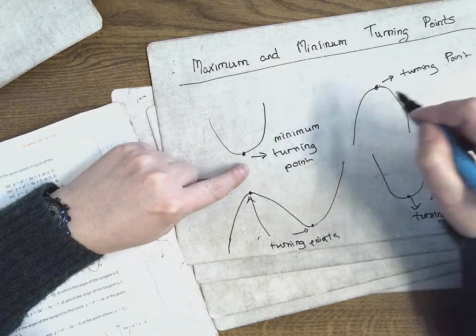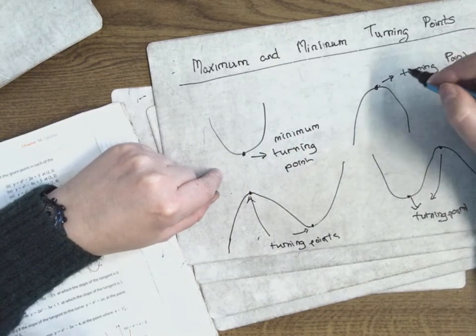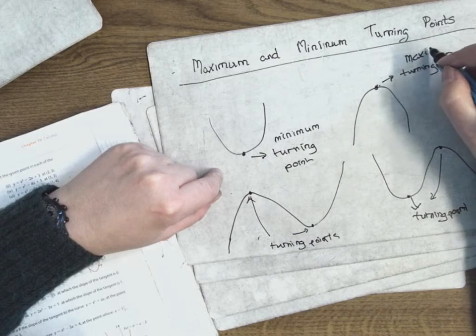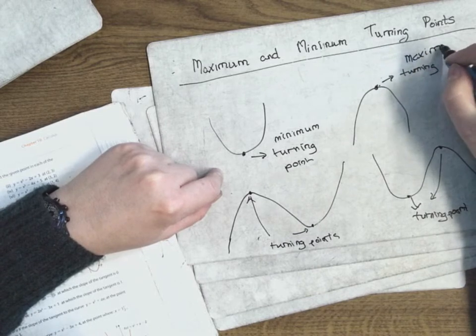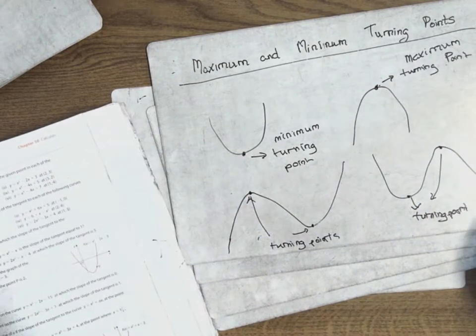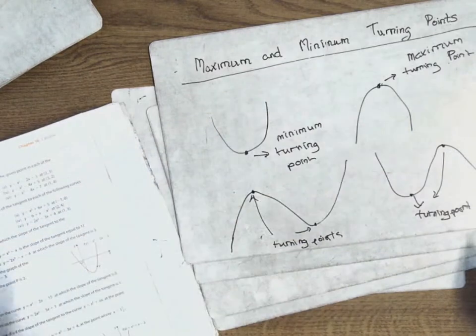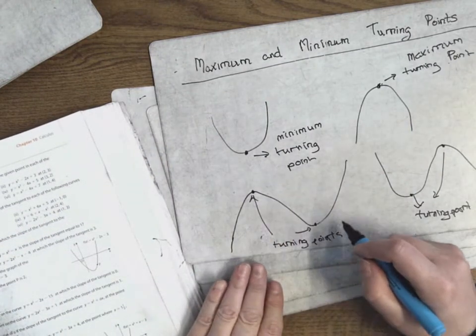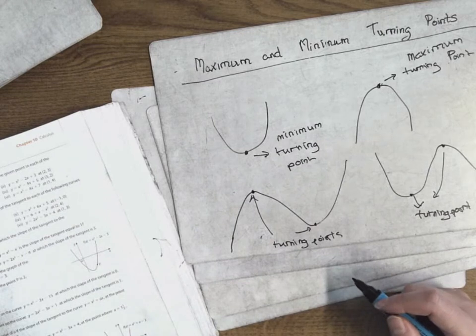Right? What about this one? It's a maximum, it's up high, it's up at the top. So it's a maximum turning point. If you have a happy face, there's one turning point and it's always going to be a minimum. If you have a sad face, there's one turning point and it's always going to be a maximum. If you have a cubic equation, you have two turning points.